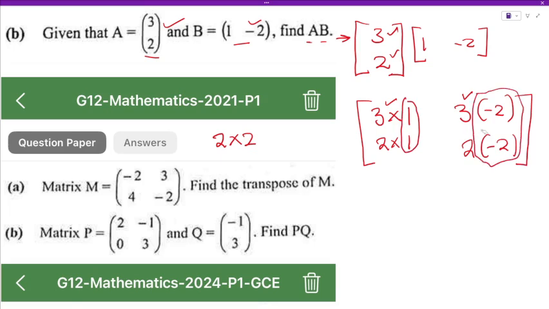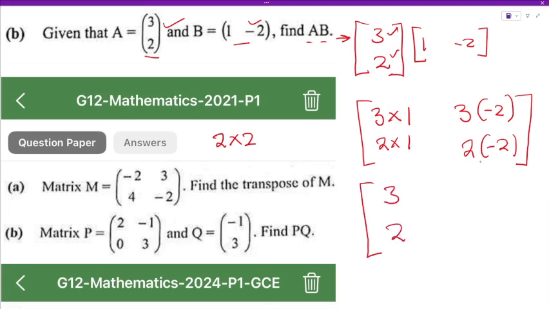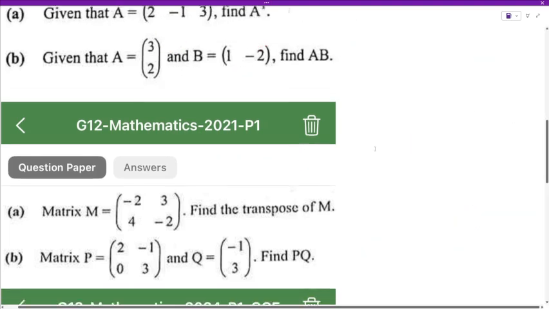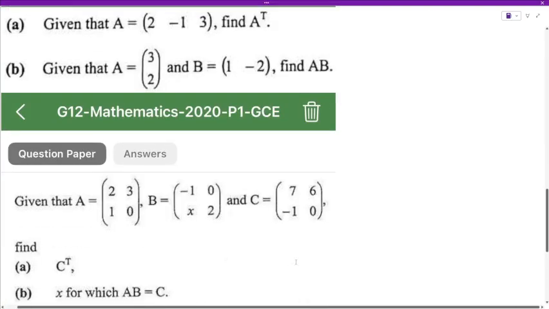You confirm that I've done the right thing, and then you proceed. What are we going to get? 3 times 1 there will give us a 3. 2 times 1, 2. 3 times -2, -6. 2 times -2, -4. We now have what we predicted. It's a 2 by 2 matrix, which is what we had predicted. So that's what you can do when you have strange looking matrices. And we are done. Okay, we go to the next one, and then we can go to these other weird ones.